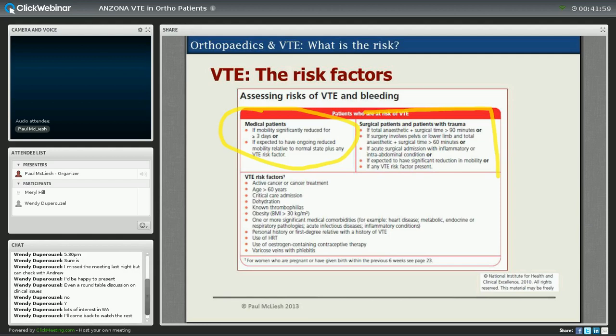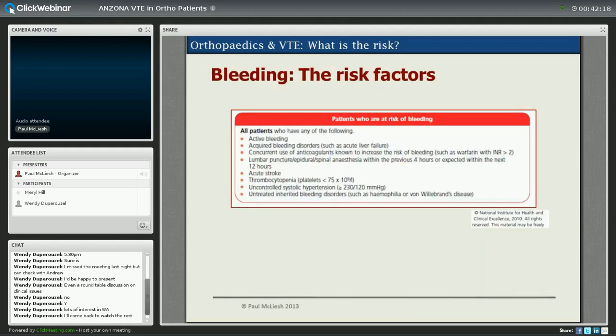The use of, that's not Hamilton-Russell traction, that's hormone replacement therapy. If someone's on the contraceptive pill, then they're also at risk of getting VTE. And someone who has varicose veins as well. So we've got to consider all those things together in terms of how likely it is that they are going to end up with a VTE, and that will influence how we treat them and try and prevent that occurring.